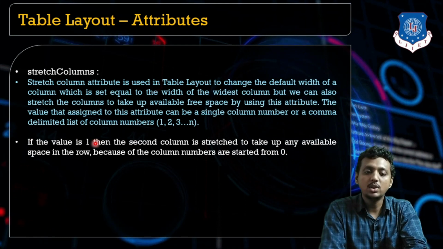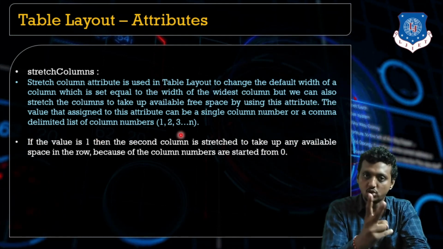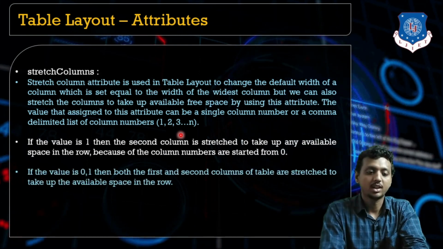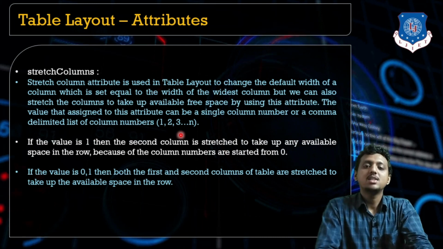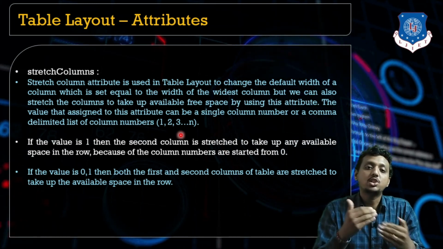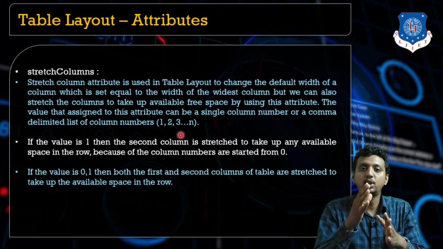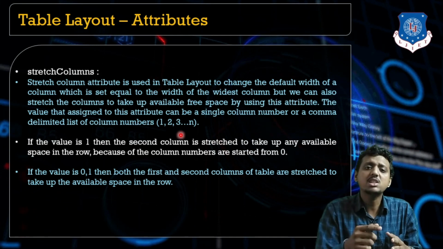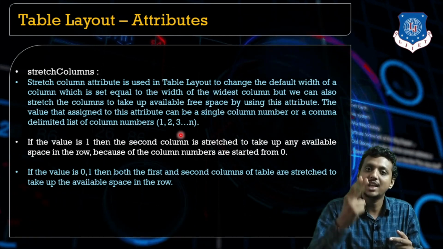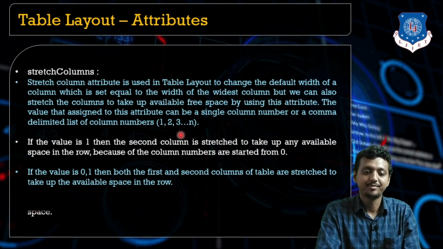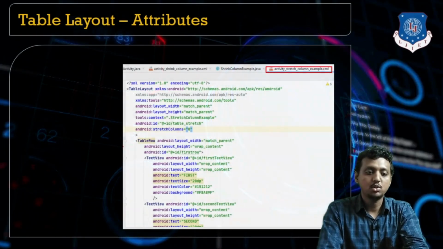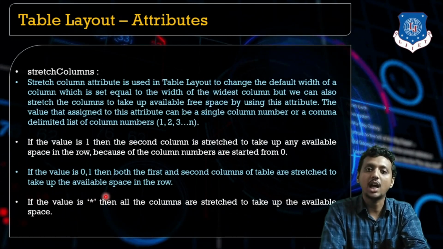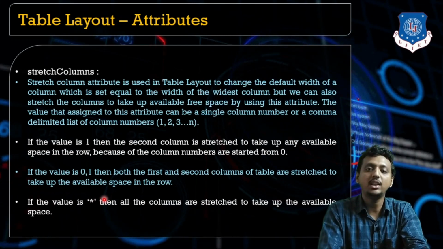So if the value is 1, then the second column is stretched. If it is 3, then the fourth column is stretched. Fine. You can also stretch multiple columns by putting a comma between the numbers, like stretch columns 0,1. This will allow you to stretch the first and second columns both. So how it works? Let me show you. Before that, one thing is remaining. If you put a star over there, you can stretch every table column.